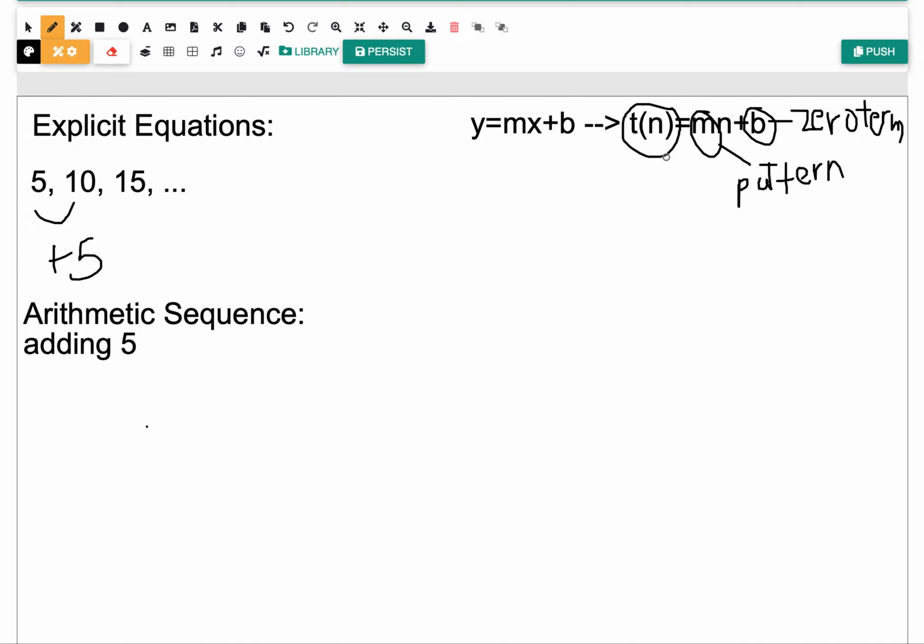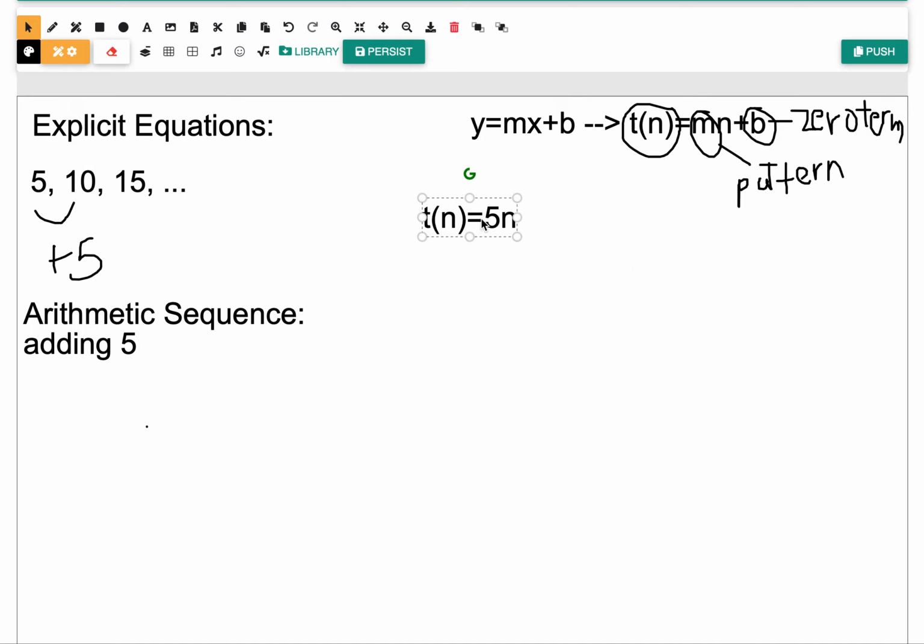Okay, so now let's write our equation. I'm going to start with t of n. That doesn't change. I know that my pattern is adding 5, so I'm going to put a positive 5. The n stays there. And then if I need to find my zero term, I need to go one before. If I'm adding 5 going forward, going backwards I should subtract 5. So 5 minus 5 is 0. So that would be just plus 0, or I can just not write it down. So this is my equation.